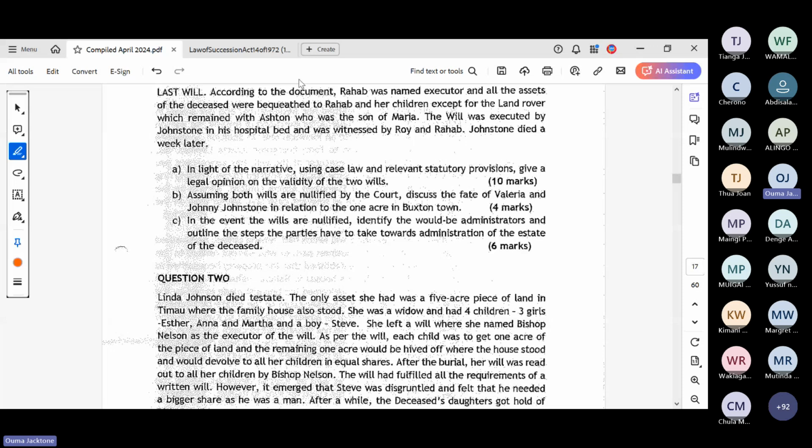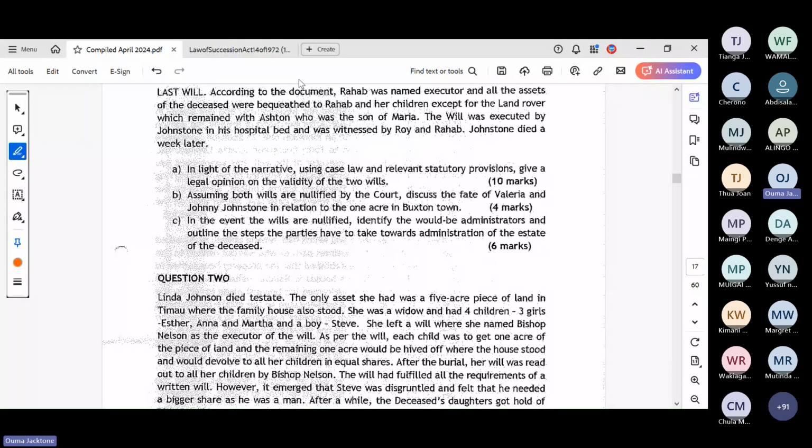Okay, if a beneficiary has signed the will, you need at least 2 independent witnesses. Are you together? So please make sure you understand that. The fact that a will has been signed, for instance, in this case, Rahab has signed the will and Roy has signed the will. They are the children. They are the beneficiaries as well as they are also the witnesses.